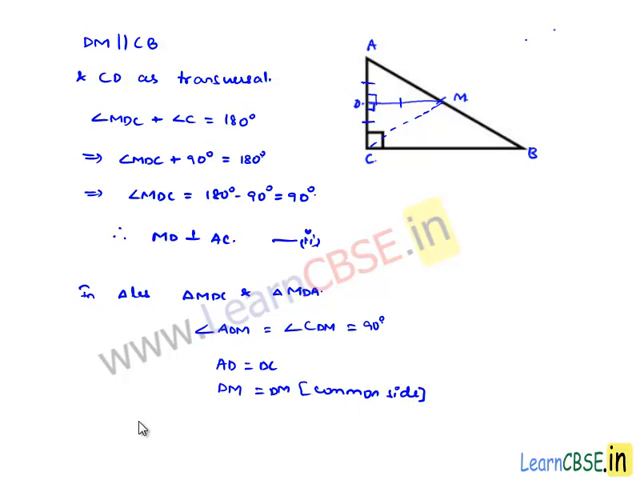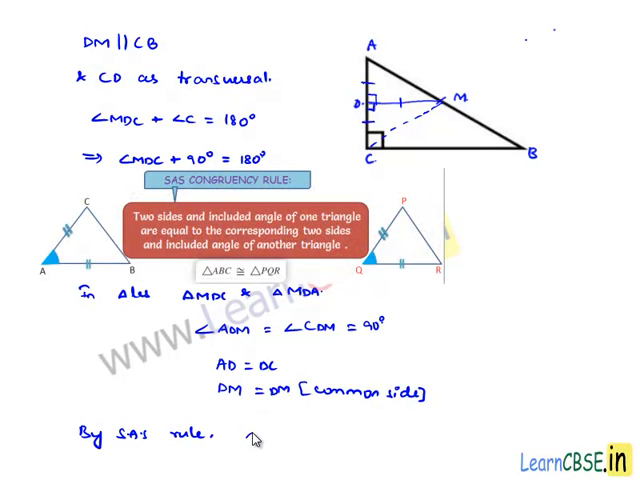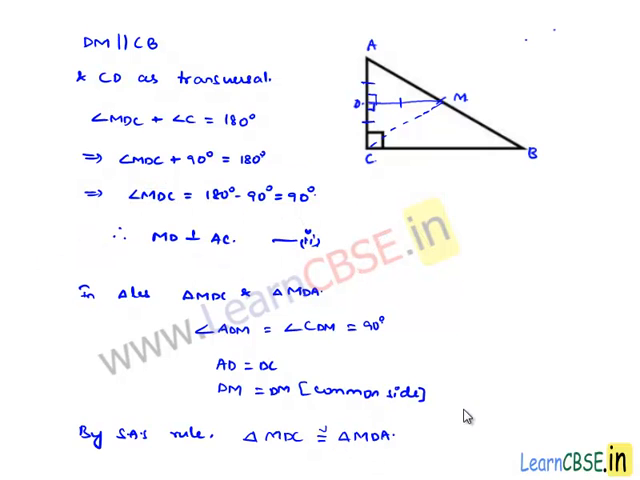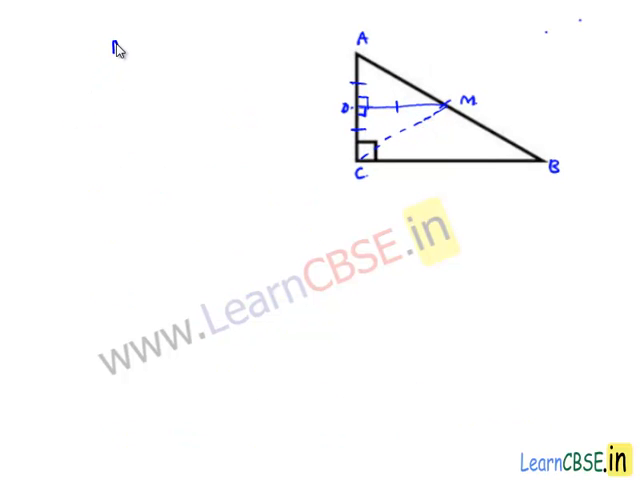Now hereby SAS rule of congruency, we can say triangle MDC is congruent to triangle MDA. When two triangles are congruent, then their corresponding sides and angles can be equated. Therefore, we can say that MC here can be equated to MA. In the above, we got that MC is equal to MA.